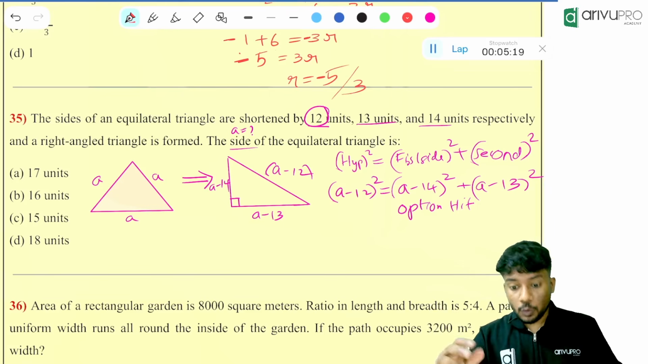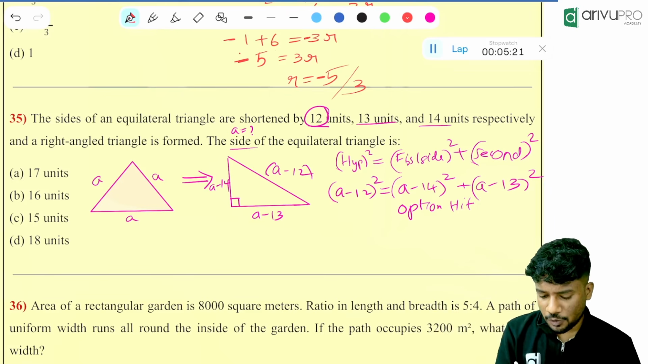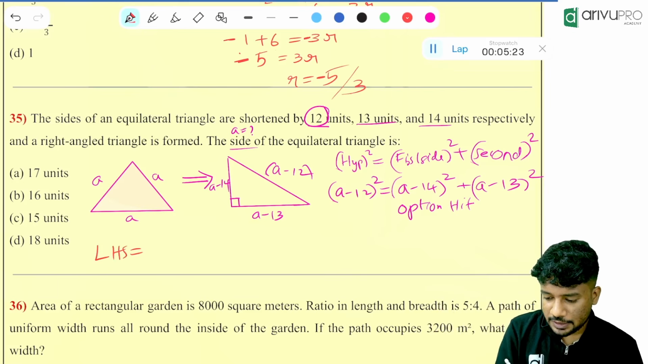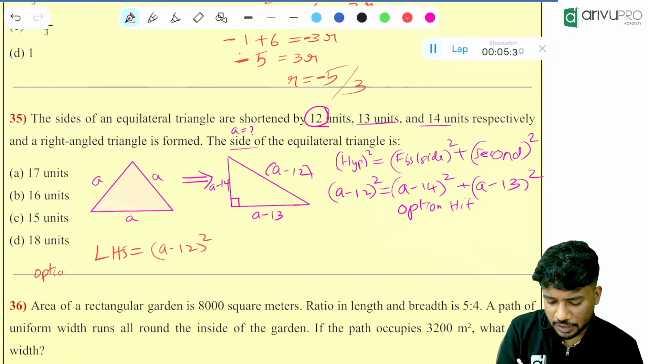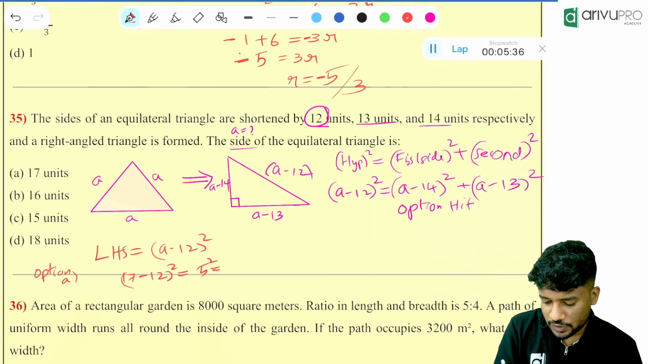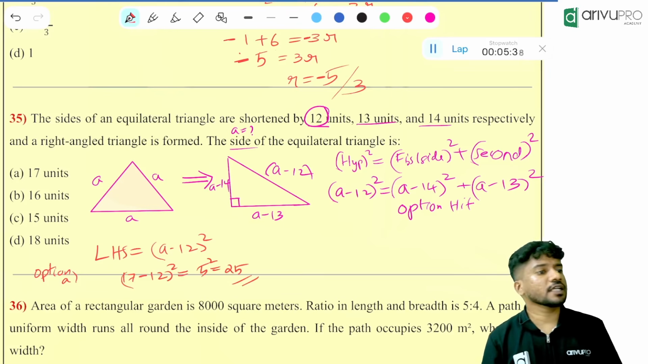Option A itself. Okay. We will check. LHS is how much, people, here? LHS is nothing but A minus 12 the whole square. That means I am trying option A. So 17 minus 12 the whole square is how much, people? Which is equal to 5 square, which is 25. Everyone got it as 25?